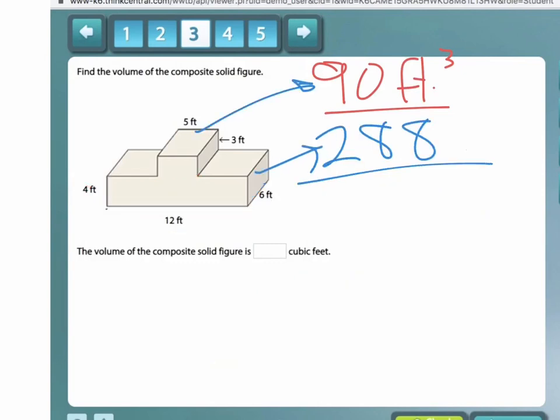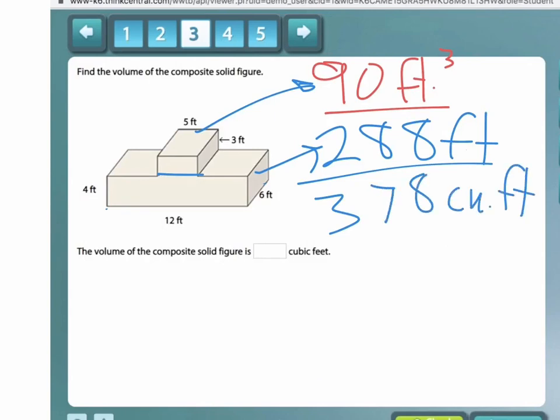So adding up the two parts of this composite shape, the two different prisms, you have 90 feet plus 288 feet, and that would give you a total of 378 cubic feet as a total volume for this composite figure.